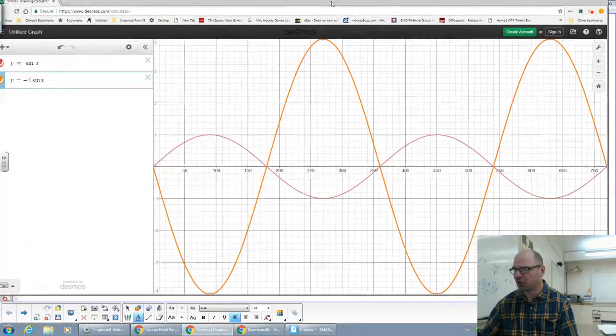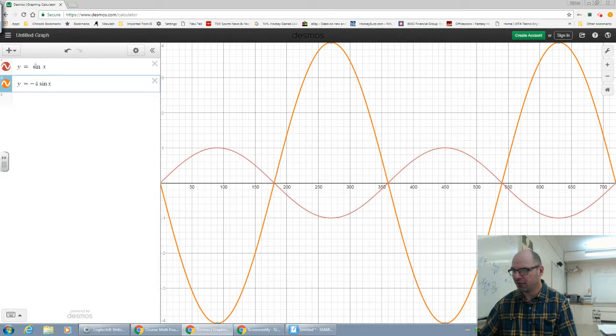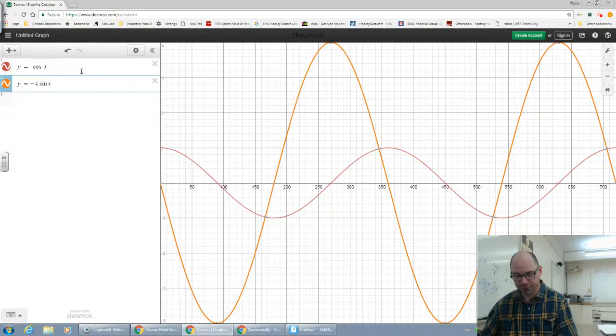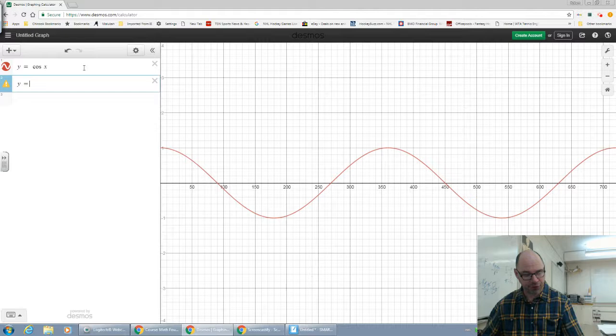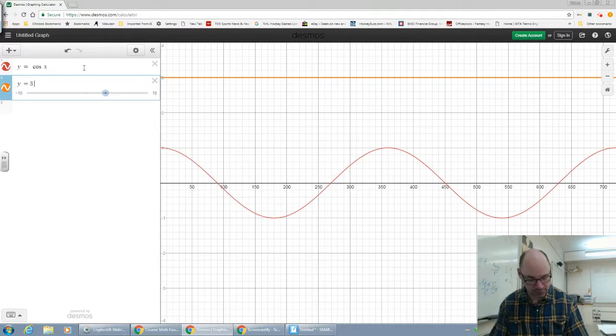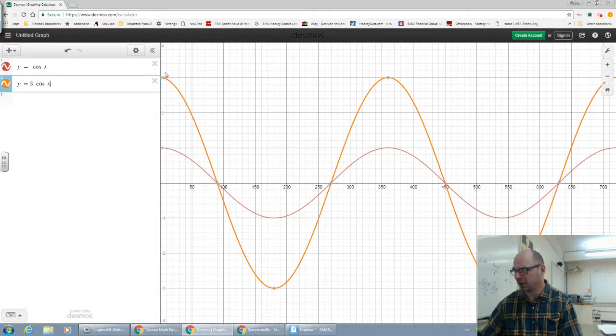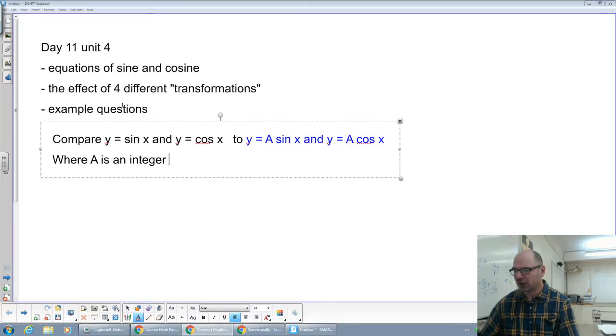Oh, maybe we should try cosine. We only did sine. So if I throw in cosine here, and I change this graph into, let's say, 3 cosine x, you can see that it's the same shape. It's just that cosine always starts at a maximum rather than starting at 0 like sine does. So the same thing happens with cosine. For cosine and sine, the a has the same effect on it.